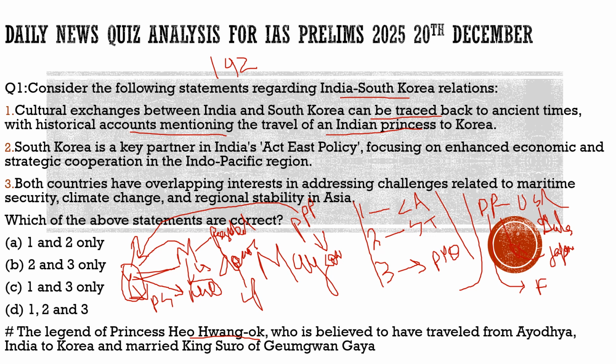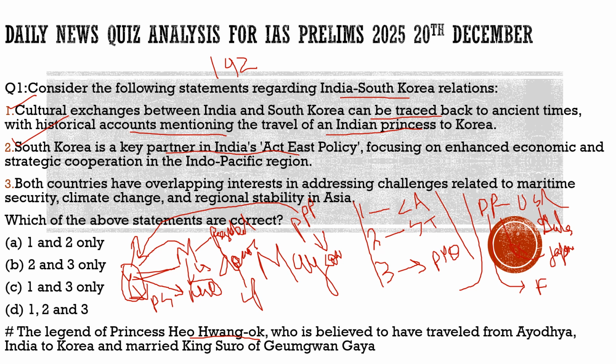Second statement: South Korea is a key partner in India's Act East policy, focusing on enhanced economic and strategic cooperation in the Indo-Pacific. 100% correct. Our concerns are the same. We want South Korea to be very much stable. We want them to balance Japan, the USA, as well as Russia in equilibrium. We have very much interest in that part of the world, so we want South Korea to be very much balanced. So statement 2 is also correct.